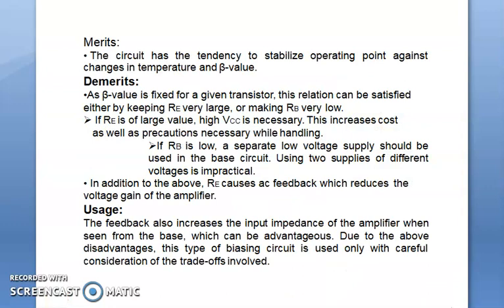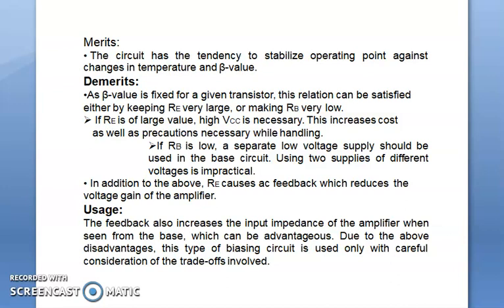Now, the merits of transistor biasing with emitter feedback. The circuit has the tendency to stabilize the operating point against change in temperature and beta value. So this is the advantage of this type of biasing circuit.